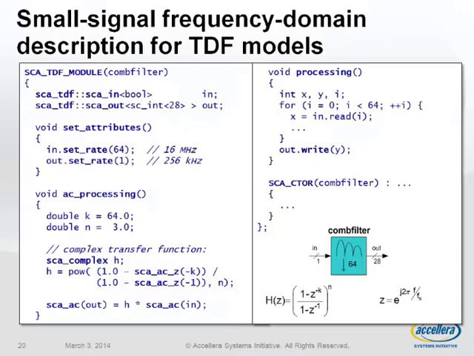To access the complex value which is coming from the input of the module, you will have to use a special accessor function, the sca_ac function, which takes a port as an argument and will return this complex value. You can then multiply it with the transfer function, which is stored in the variable h, to calculate the output, which is then written to the output port using, again, the sca_ac accessor function.